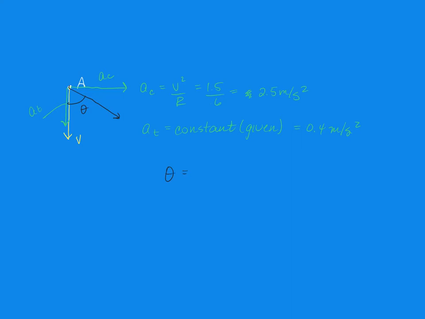So I got theta is inverse tangent of 2.5 over 0.4, and that gave me a theta of almost 81 degrees, 80.9 degrees.